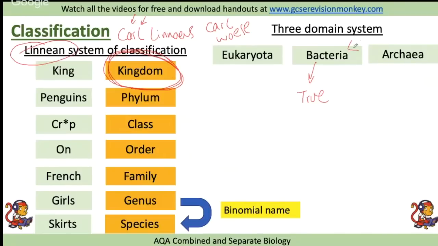Now, these two are very similar because they are actually both bacteria. But this one you call the true bacteria, and this one is very primitive bacteria. These are where your extremophiles are.